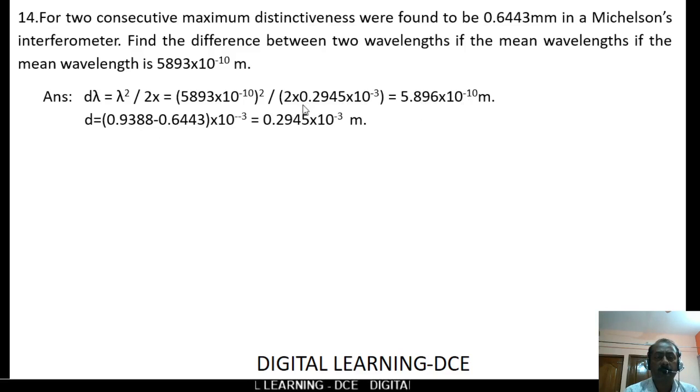Here for this one, for the value of x, d is given here, 0.9388 minus 0.6443 into 10 to the power of minus 3. Here one term is missed, that is, maximum distinctness were found to be 0.6443 mm and 0.9388 mm. Make this correction, and finally substituting here, we got this answer.